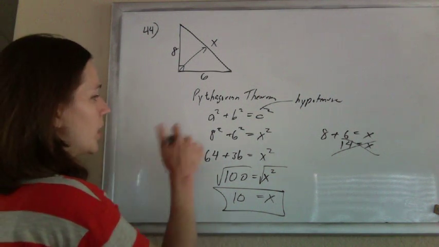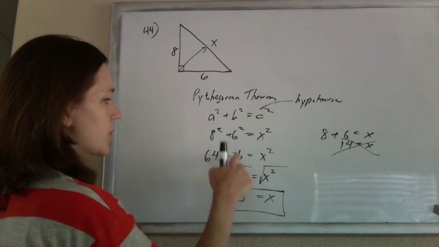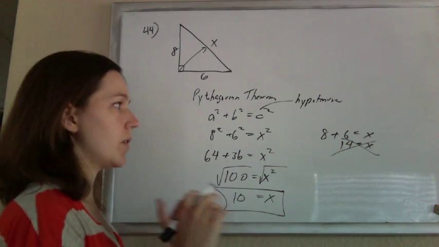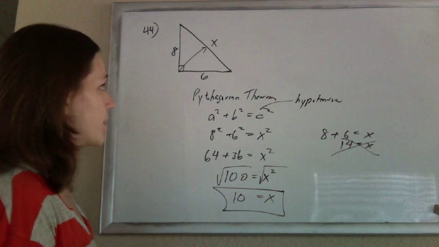So make sure you square a, square b, add them together, then take the square root. That's what we're doing for Pythagorean. And that's that.